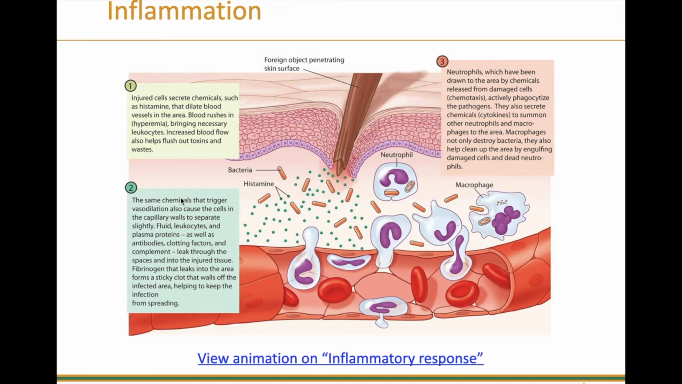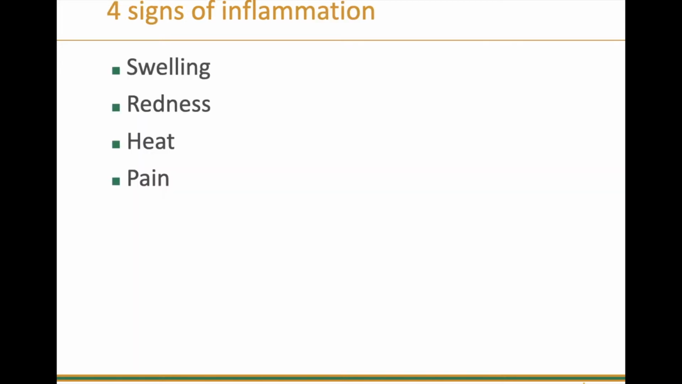The neutrophils will find any bacteria and swallow them and destroy them. They release chemicals that attract macrophages and more cells to the area to clean up the area. And that's basically the process of inflammation. So we need to know the 4 signs of inflammation, how they occur, and how they help with healing.